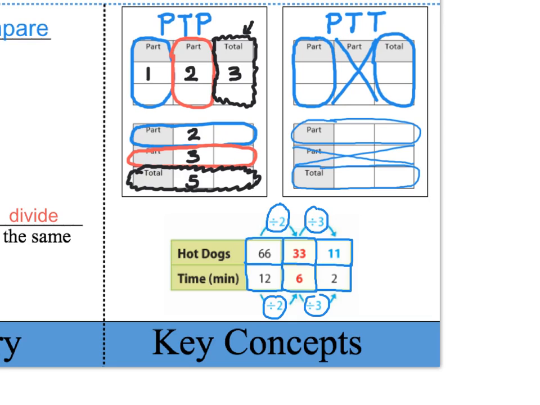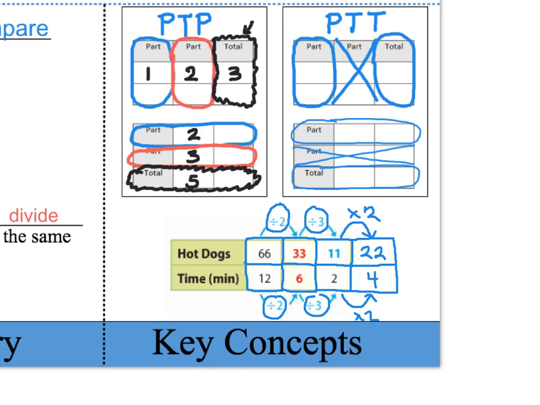You can scale forward. So say, for example, if I add another section to this table, let me scale forward by multiplying. And I can multiply by 2. So if I multiply the top by 2, I have to make sure I multiply the bottom by 2. So my new ratio would be 22, because 11 times 2 is 22. Hot dogs for 4 minutes, because 2 times 2 is 4.